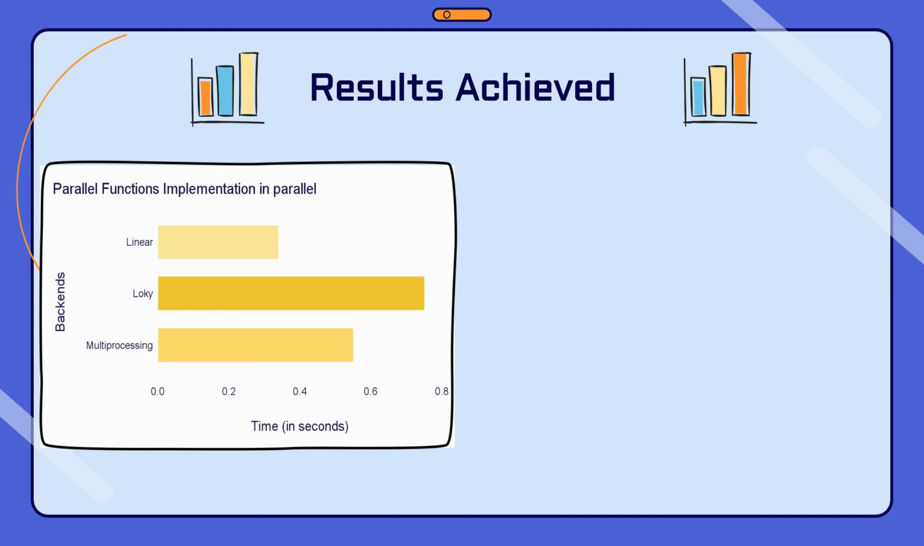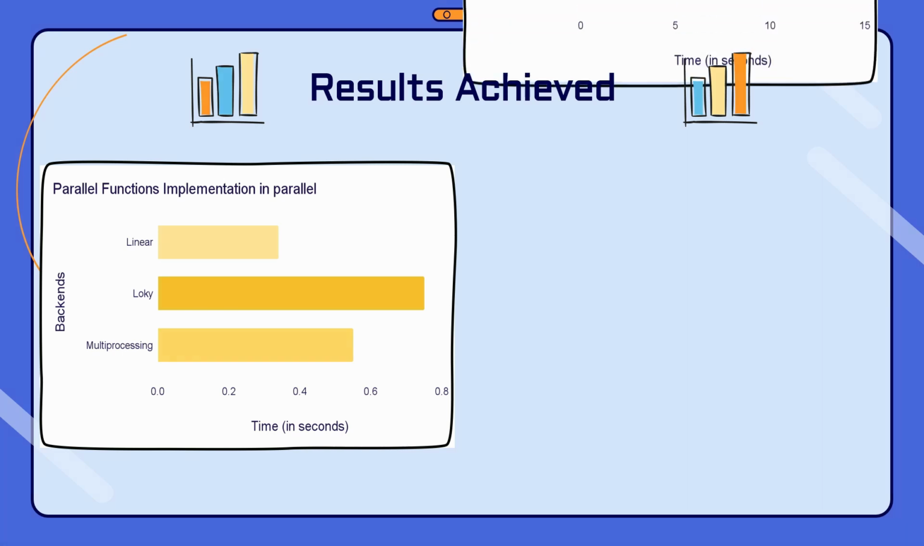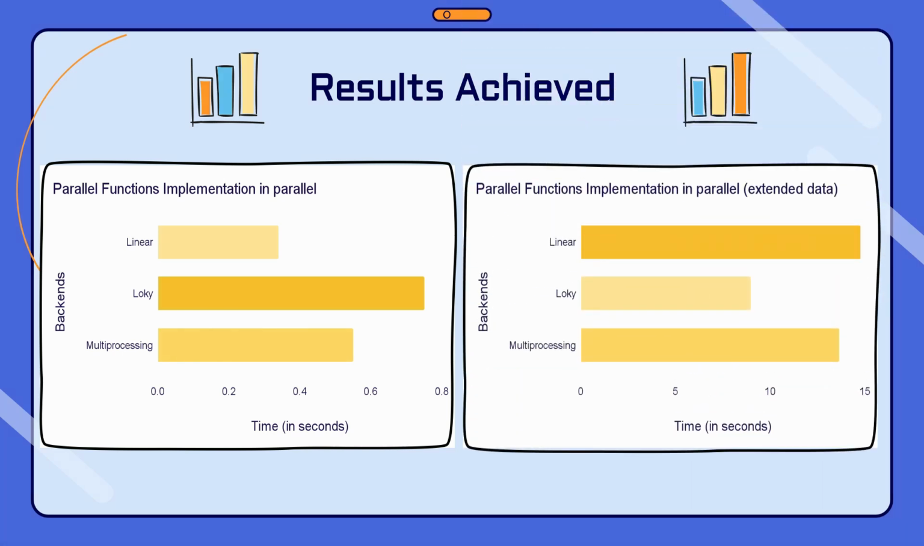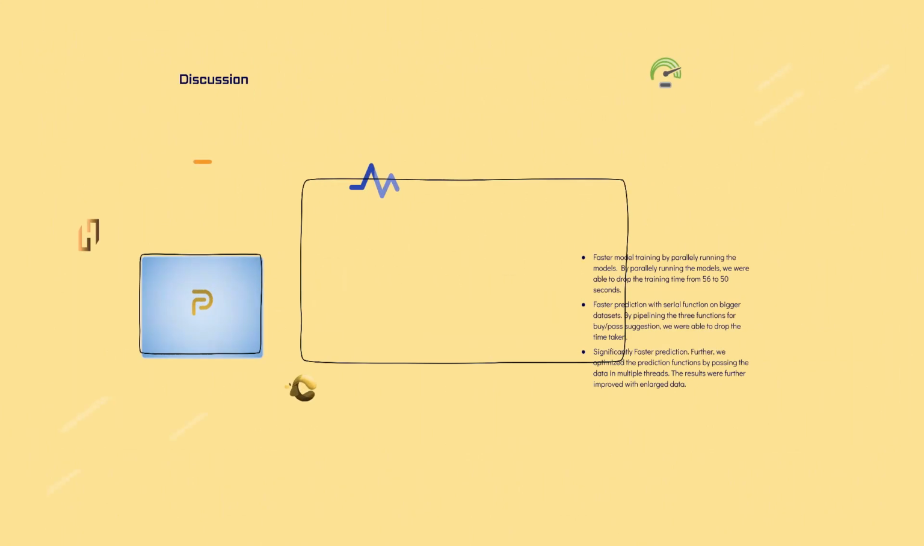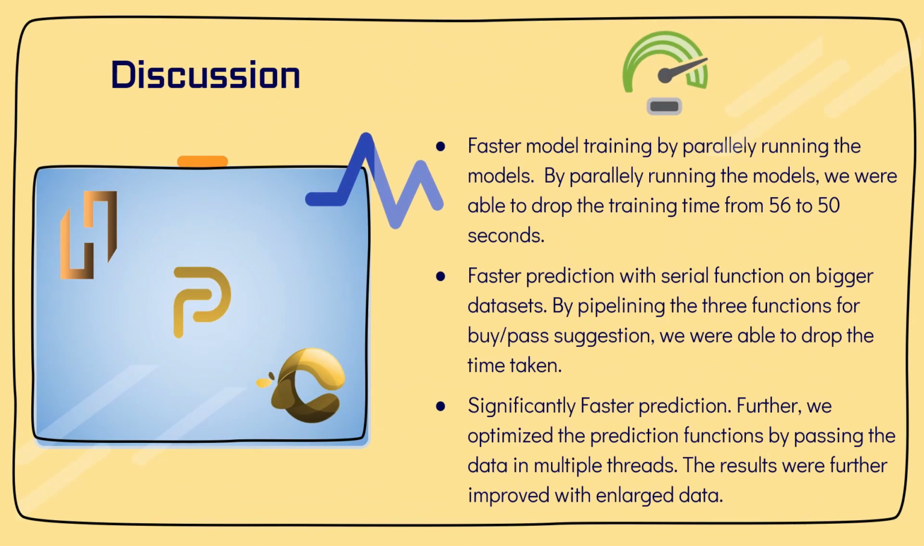The timings were not far away, and when we moved to extended data, it gave us fruitful results, with the Loky backend outperforming all. Thus, with extended data and internal parallel functions, we saw HPC could be a huge solution for optimizing the time. We saw that training time was reduced from 56 to 50 seconds.